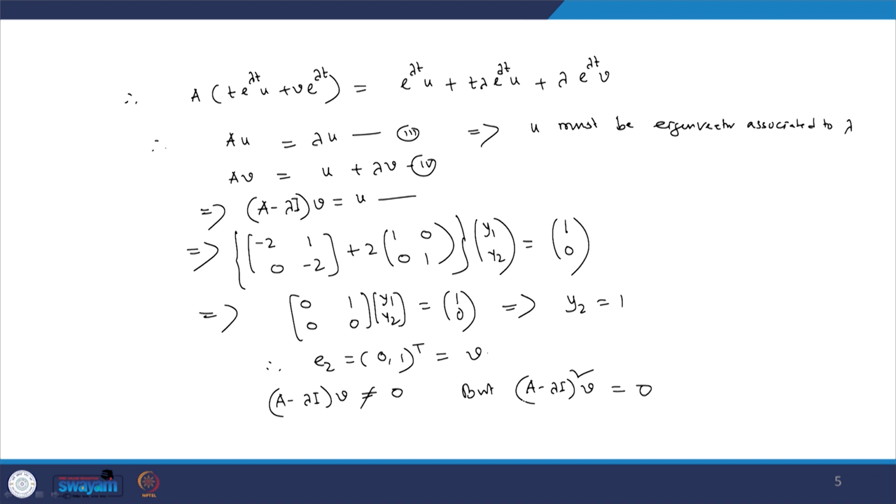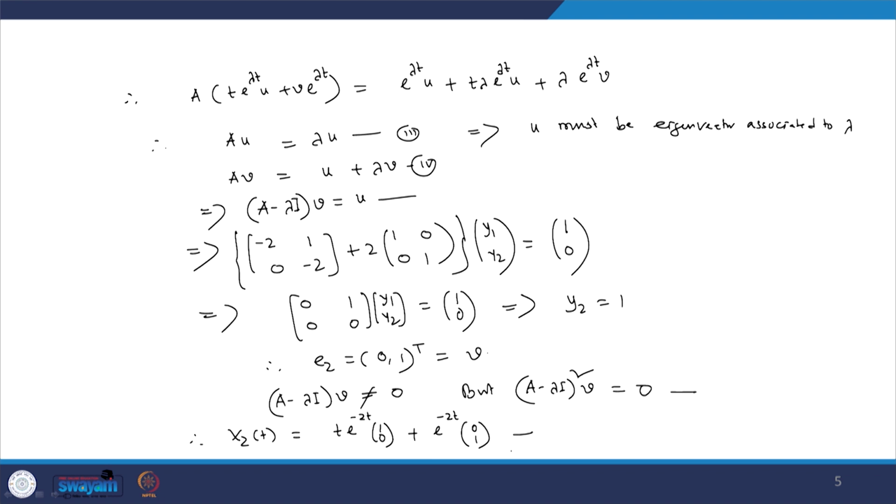Okay, so that is why (A minus lambda I) whole square operating on V equals 0 here. And so I can write down my second solution x2(t). I have written it: it is basically t e to the power minus 2t into u1, that is (1, 0), plus e to the power minus 2t into (0, 1). So this is my second solution.